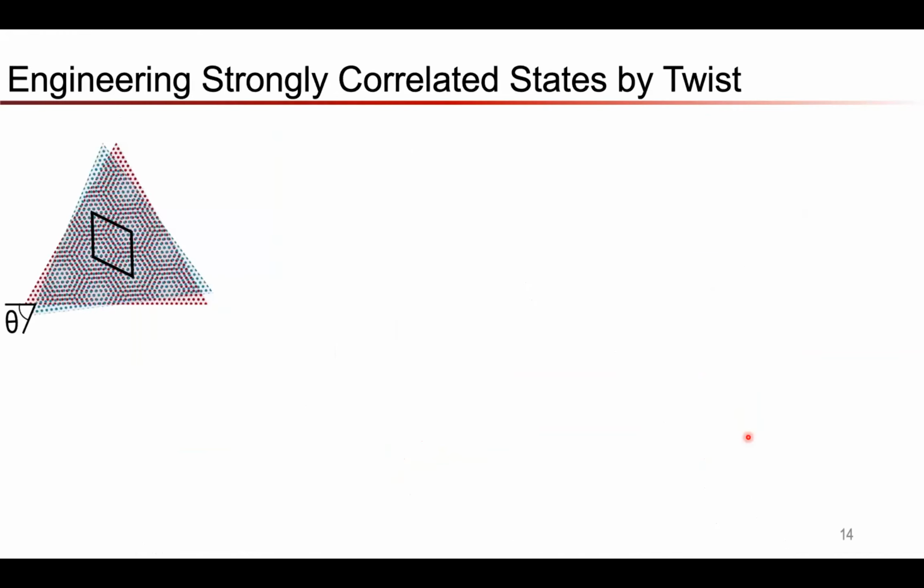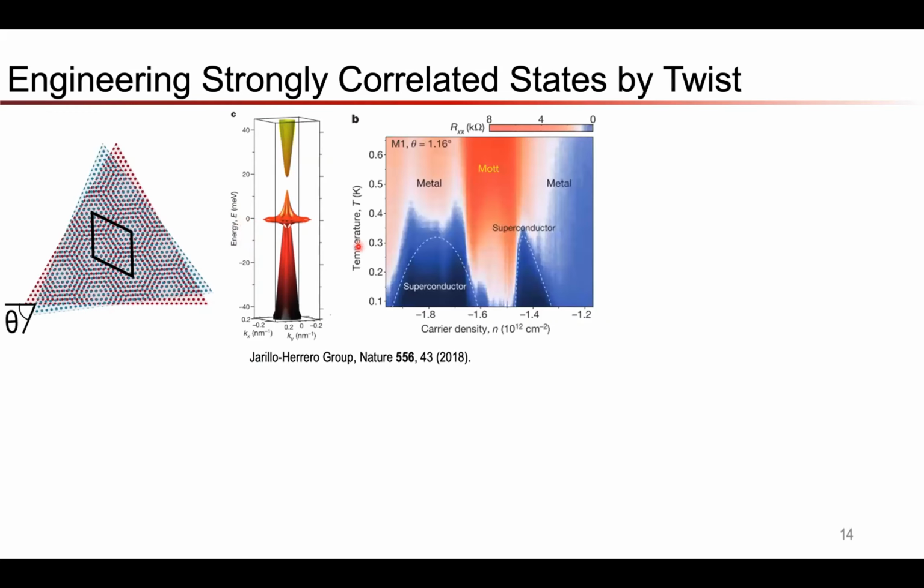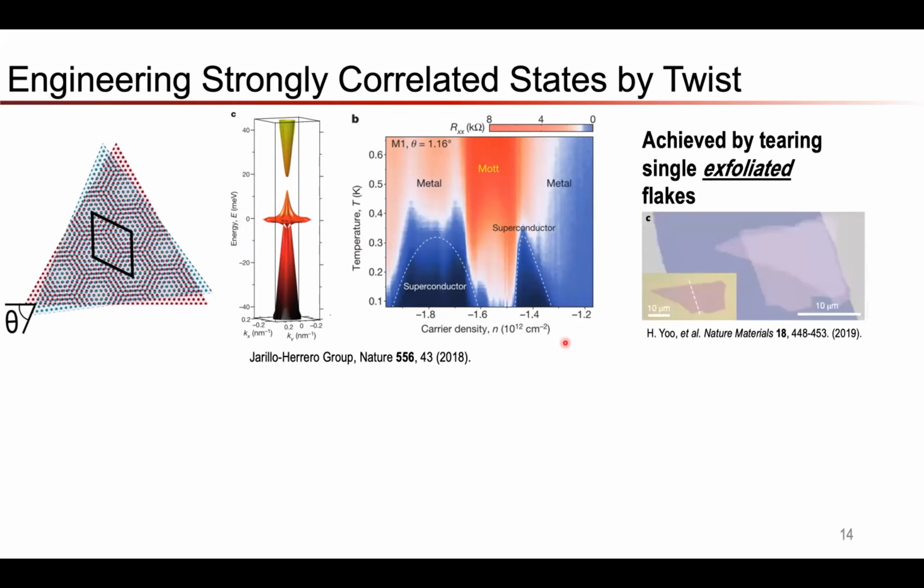And one of the coolest things that we're very excited about is taking this technique and applying it towards these twist engineered structures. As was recently shown by Pablo Jarillo-Herrero's group at MIT, one can realize very exotic properties by twist engineering materials such as graphene. By stacking graphene at a magic angle, one can achieve unconventional superconductivity in this material. And so this is something that's very fascinating to us.